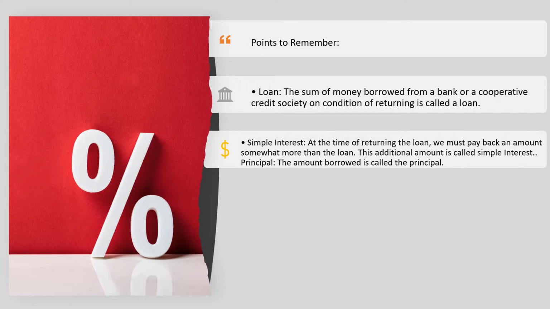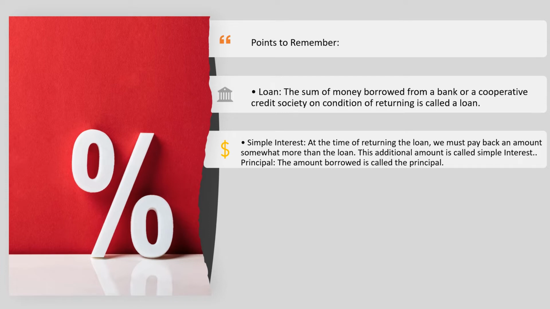Simple interest. At the time of returning the loan, we must pay back an amount somewhat more than the loan. This additional amount is called simple interest. When you take a loan from the bank or any credit company, that amount has to be returned with a little more amount added to it. That extra amount that you give to the bank is called the simple interest.